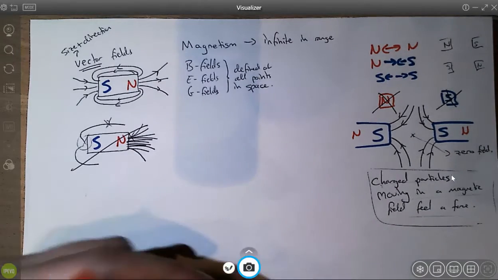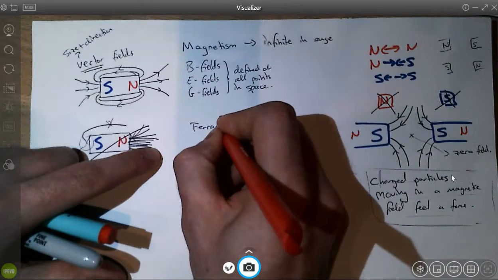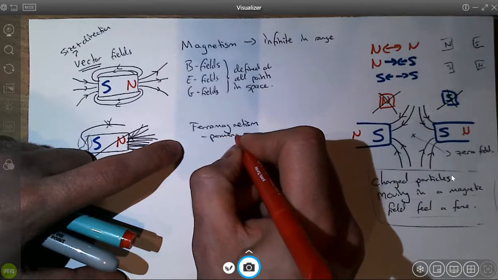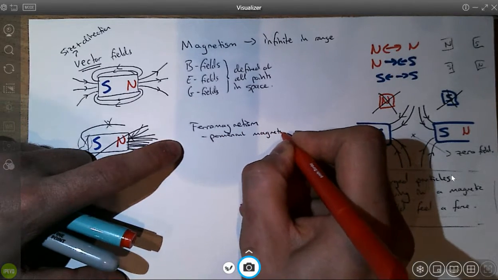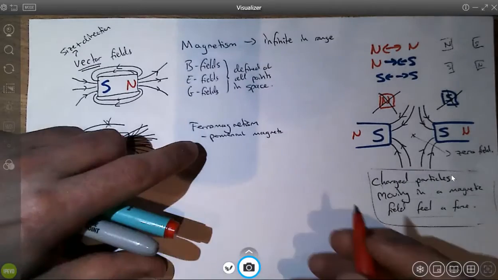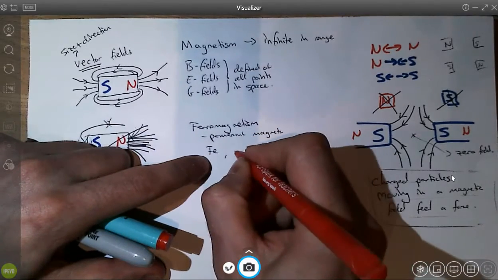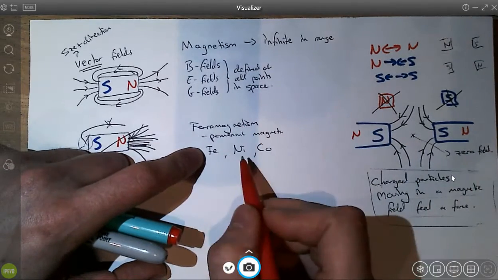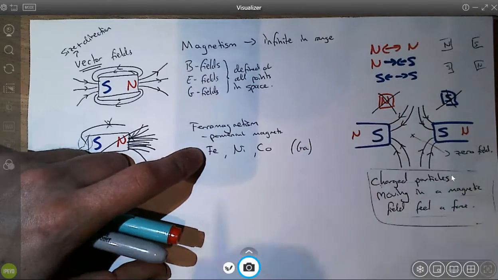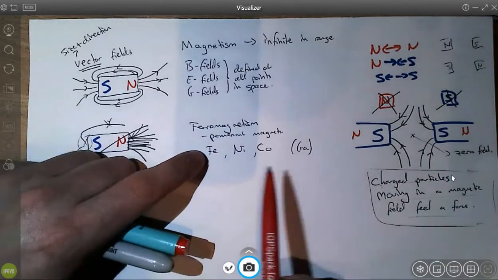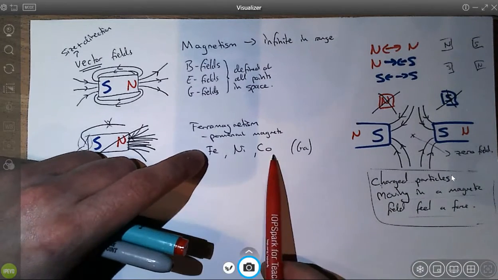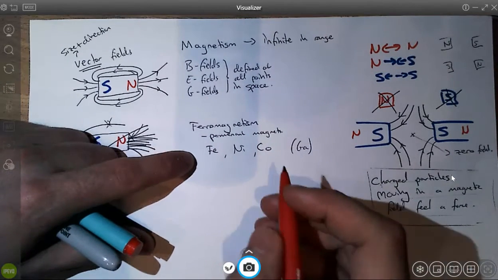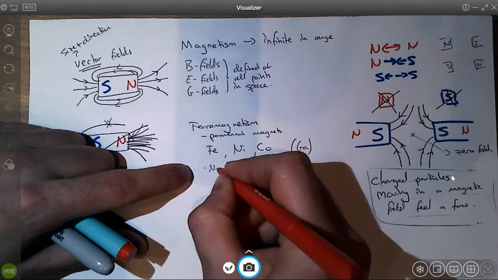So the type of magnetism we're looking at here is called ferromagnetism, and this is basically permanent magnets. So these are the magnets you have in your fridge, the magnets we're used to. So we should know that iron, nickel, and cobalt are all ferromagnets or ferromagnetic. They are permanent magnets. Sometimes gadolinium is also mentioned, but AQA really only requires these three. And then recently, and when I say recently, I think this was between 20 and 30 years ago, they discovered neodymium magnets as well.